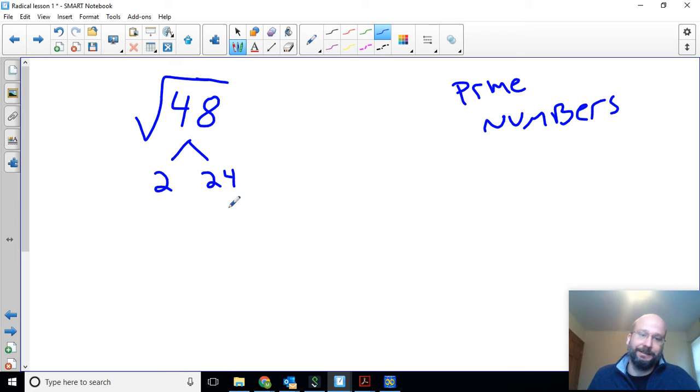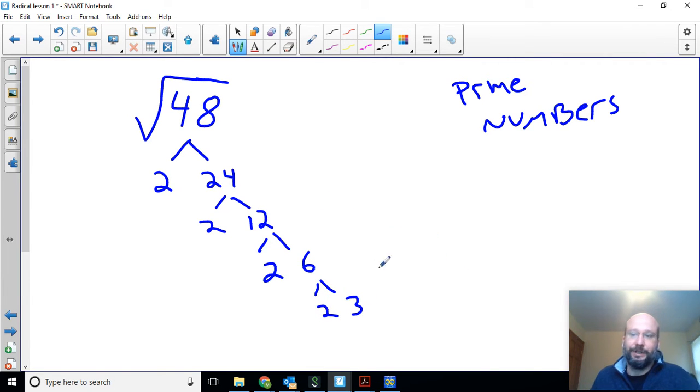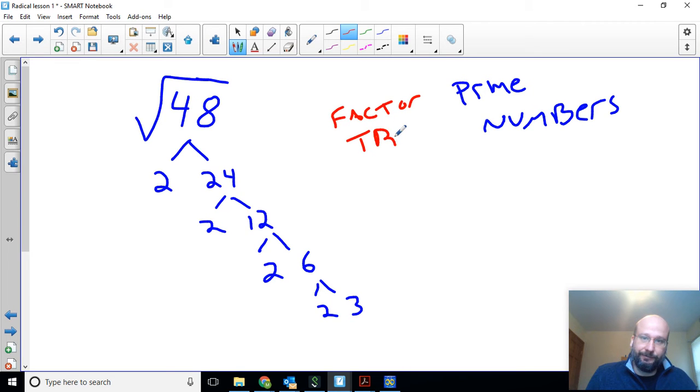So what multiplies into 24? 2 and 12. Again, 2 is prime, but 12 isn't. So 12 would be 2 and 6, right? 2 times 24 is 48. 2 times 12 is 24. 2 times 6 is 12. And then 6, 2 times 3. And 3 is prime. So we're finished, right? This is called a factor tree. And I need you to see this factor tree for all of these problems we do.